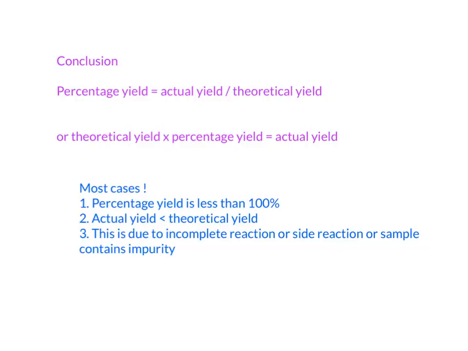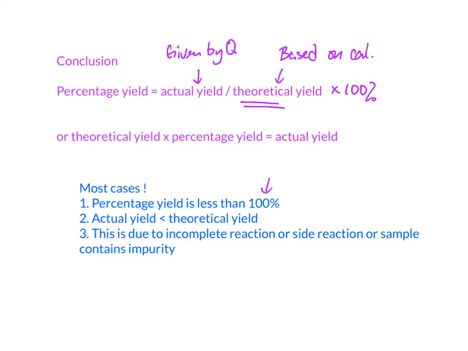So in conclusion, percentage yield equals the actual yield over theoretical yield times 100%. Actual yield normally will be given by the question. Theoretical yield will be based on calculation. All the products of the mass that you calculate are normally the theoretical yield. In most cases, you'll find that the percentage yield is less than 100%. If you got more than 100%, normally you got a wrong calculation.